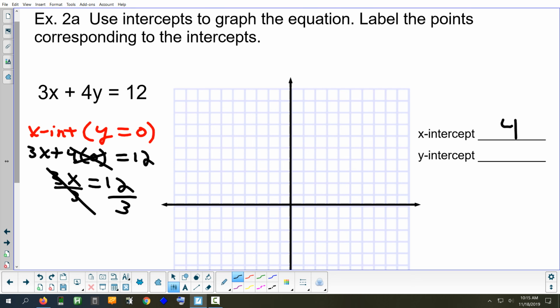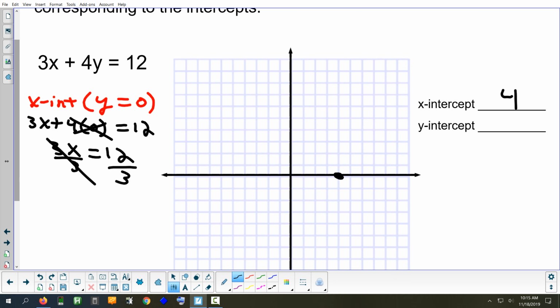So that means that this line crosses the x-axis at the number 4. Remember, x-intercept crosses the x-axis. 1, 2, 3, right there. That's your x-intercept. Now, that's not enough. I need one more point, and we're going to get the y-intercept.